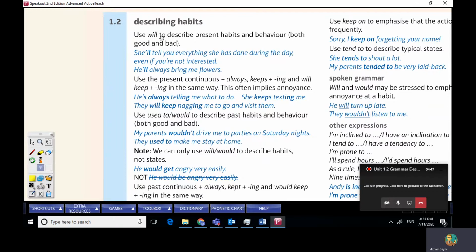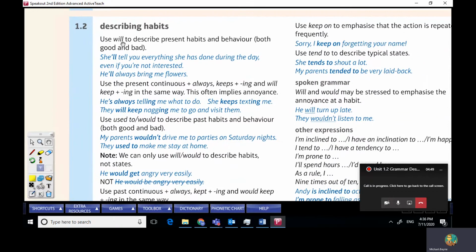Okay, so one way that you can describe habits is actually using the word will. And it's strange because you think of the word will as future, but you can actually use that word also to describe present habits and behavior, either good habits or bad habits. So I might say something like, she'll tell you everything she's done during the day, even if you're not interested. It means that she will do it, she does it, and basically it's what she always does. And so it's just another way of describing somebody or something and what they typically do.